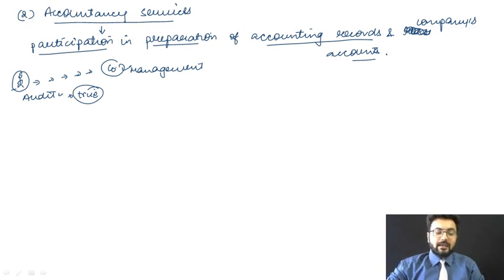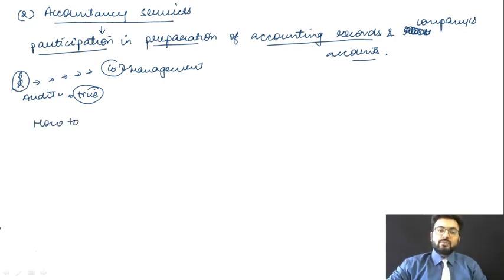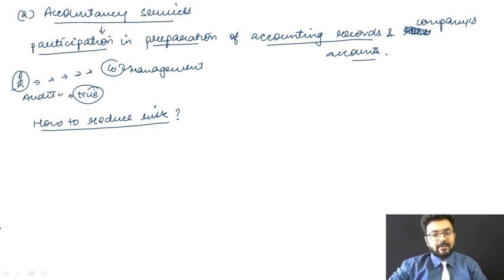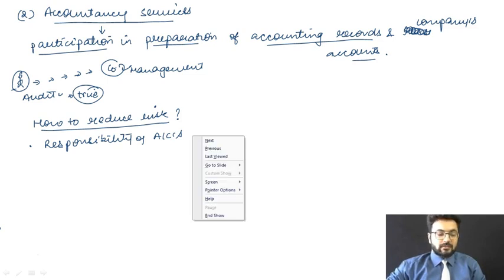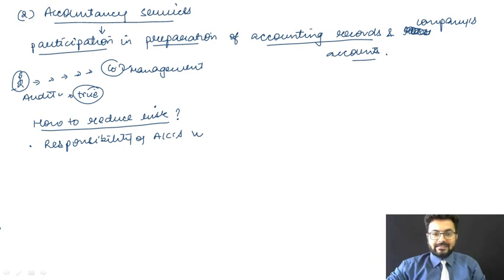Now after that, how can this be reduced? If such kinds of instances do happen, then how are you going to deal with it? How to reduce the risk? The risk which has been increased. Why has that been increased? Just because the auditor is making accounts. First of all, the responsibility of accounts vests with management.